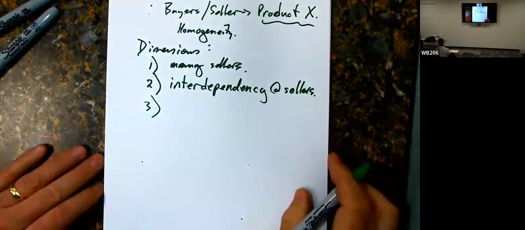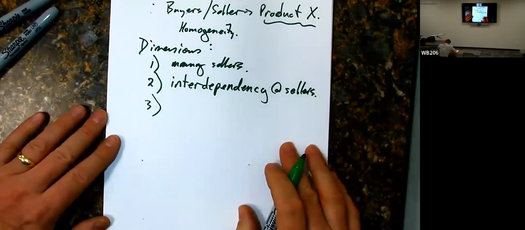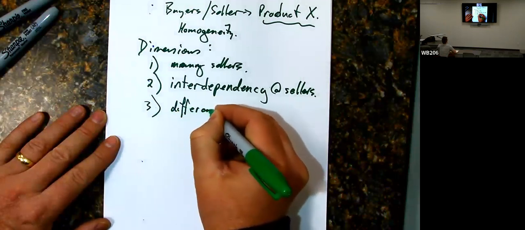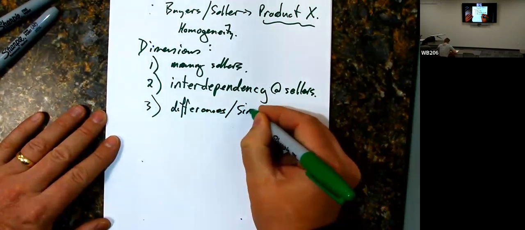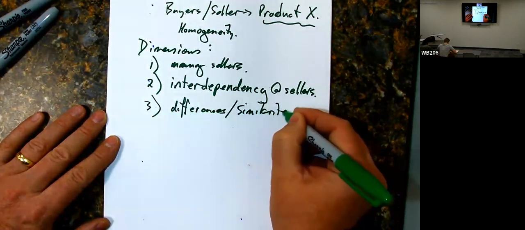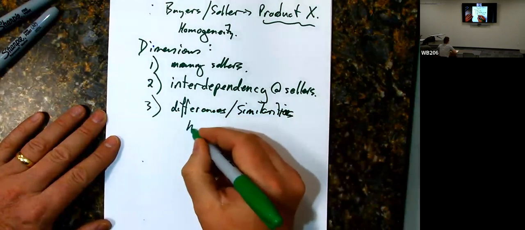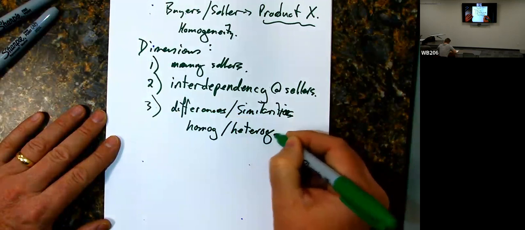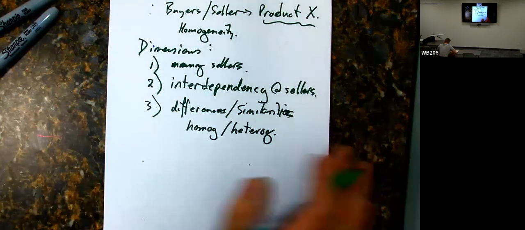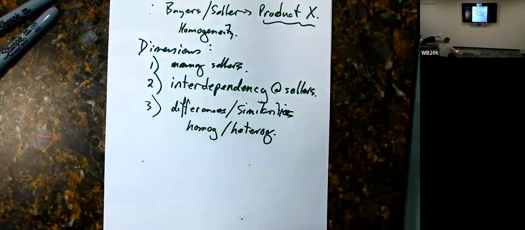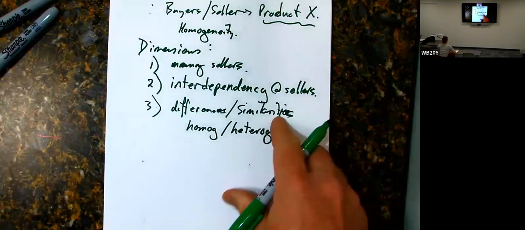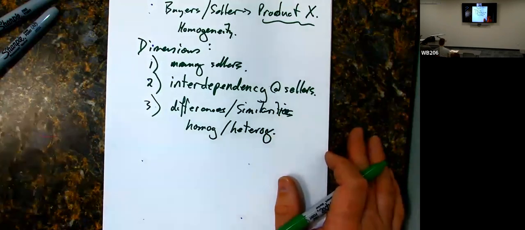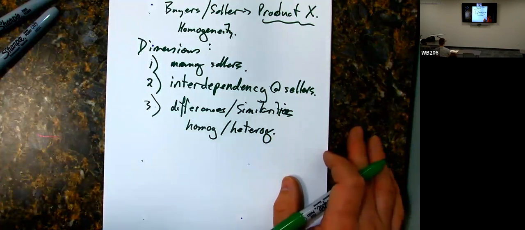The third dimension is the nature of differences and similarities of the products. So again, this is the homogeneous versus heterogeneous distinction between products. With a homogeneous product, buyers don't really have a preference with respect to the product. So you go to the grocery store to buy some apples, and you want to buy Honeycrisp apples, of course, but you don't care which farm they came from.